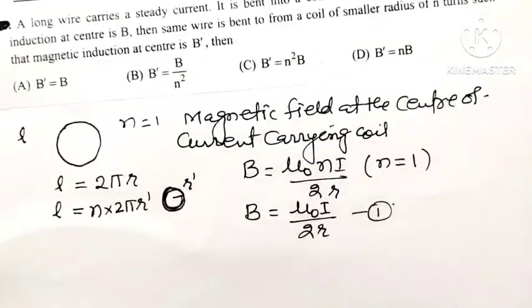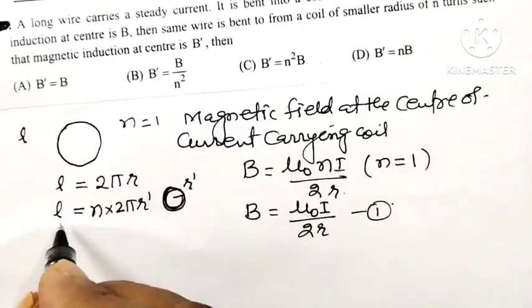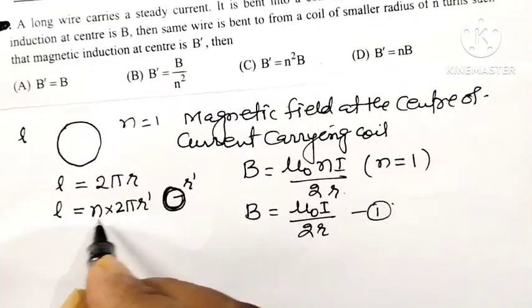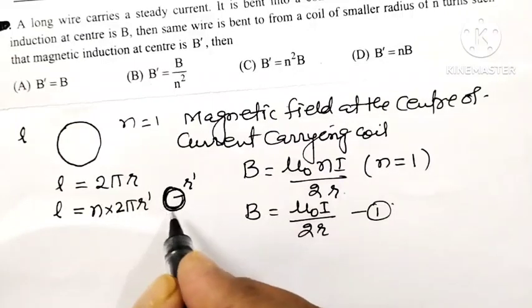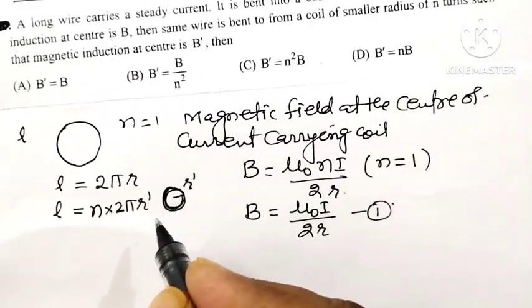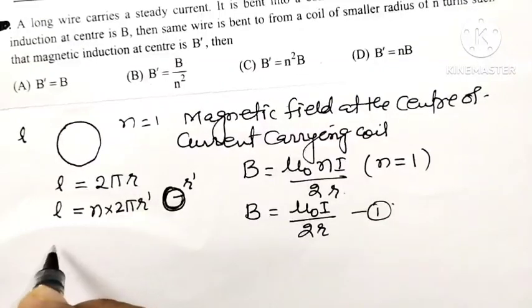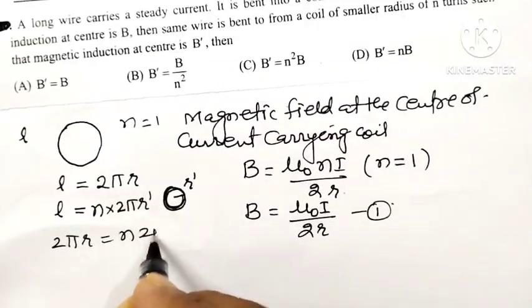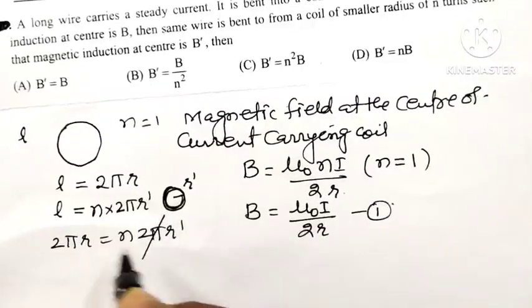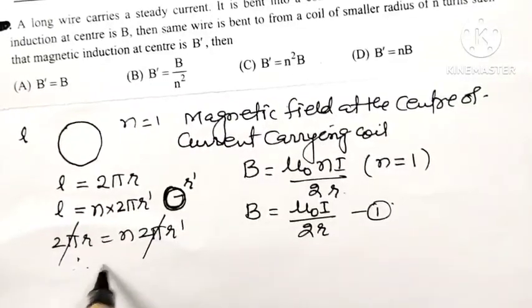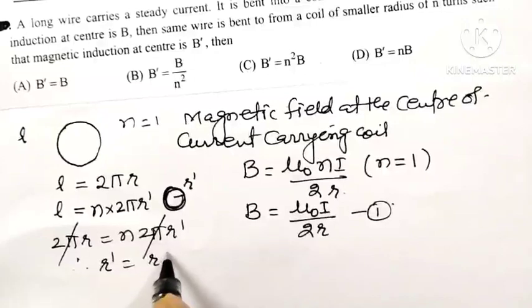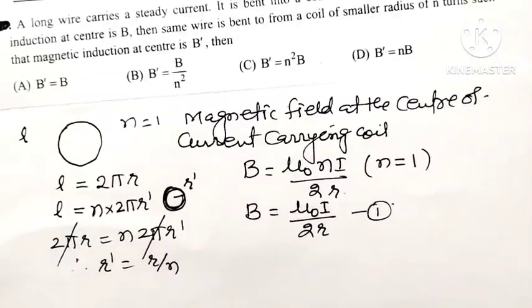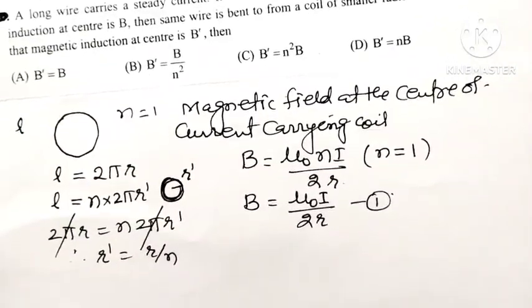So we are having L equal to 2 pi r, and L equal to what? Number of turns multiplied by what? Circumference of each smaller turn. So we can equate these two. So 2 pi r is equal to N times 2 pi r dash. The 2 pi on both sides get cancelled, therefore we have r dash is equal to r by N.